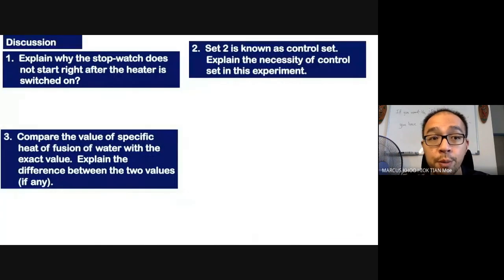So the question is why? Why do we not start the stopwatch after the heater is switched on? Why is it that when we turn on the switch and the ice is being heated up, we don't start the stopwatch?